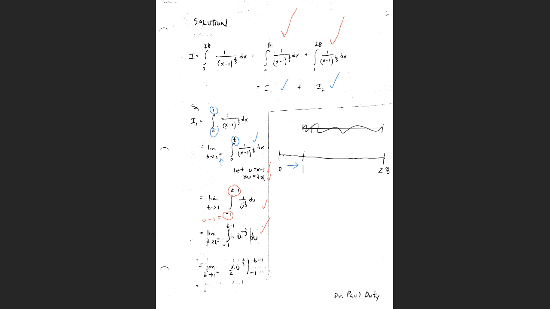U to the negative third: the antiderivative of u to the negative third is 3/2 times u to the positive 2/3. Right? Please let me know if there are any questions so far.